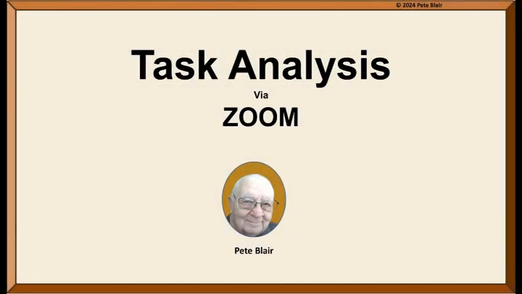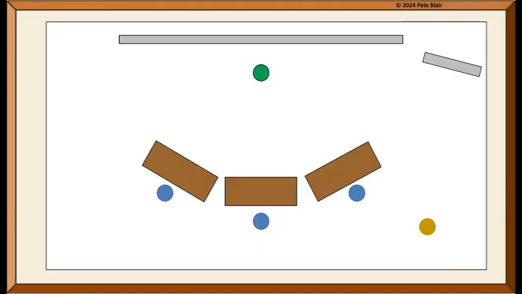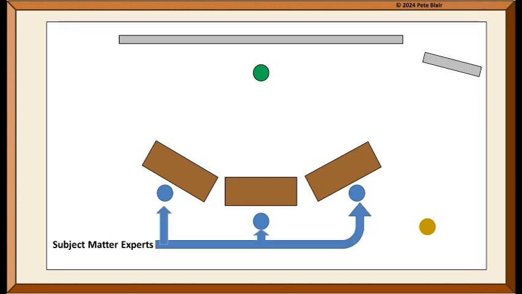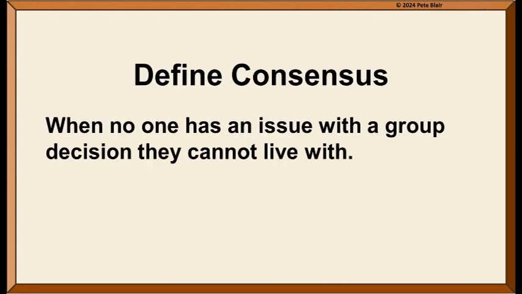And here we go. If I remember, in the previous video we had the subject matter experts seated at tables with the supervisor also in attendance. The person conducting the task analysis stands at the front of the room and leads the brainstorming sessions. One of the first things done was to define consensus.